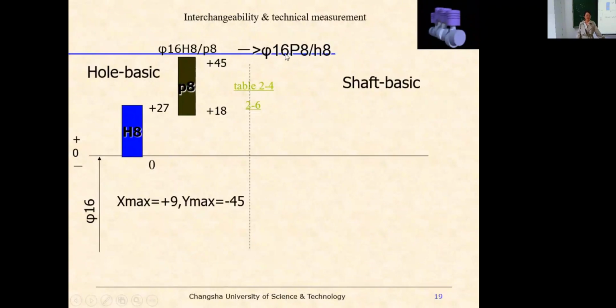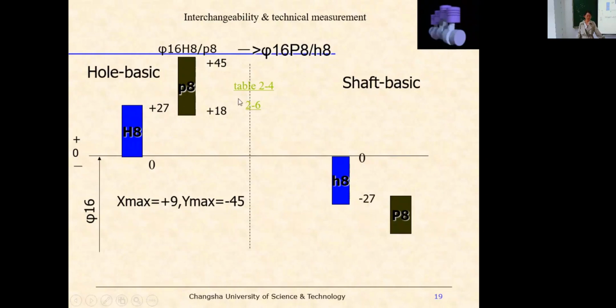For 16P8, the hole and the shaft are both grade 8. For the shaft, this ES is 0, right? IT8, the grade 8 tolerance is this one, 18. Oh, sorry, it's 27, right? The tolerance. So it's minus 27, right?